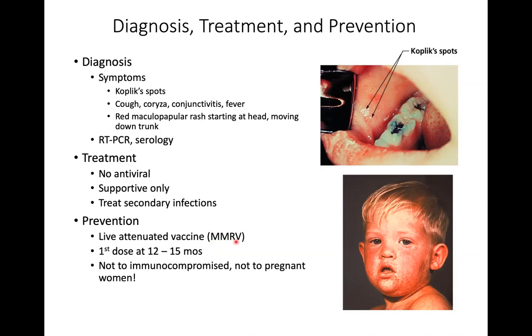The vaccine's also safe in adults. So if you have an adult who has not received their MMRV vaccine, you can give it to them, it's fine. But you don't want to give it to immunocompromised patients, and you don't want to give it to pregnant women. Because it's live attenuated, in immunocompetent people it replicates a little bit, but it doesn't cause disease. And that replication is good.